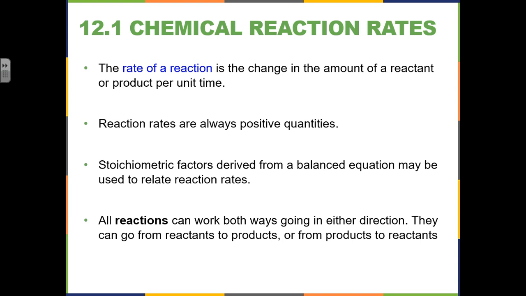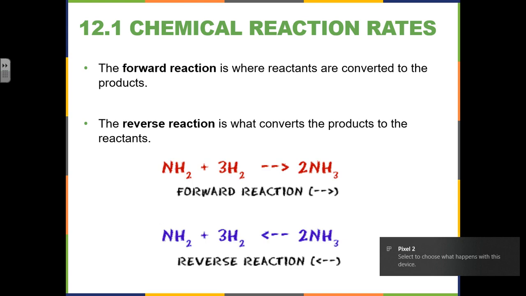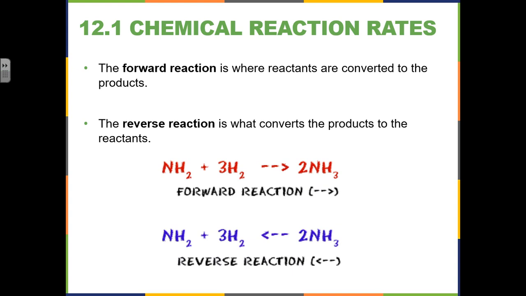Now, all reactions can work both ways, going in either direction. And they can go from reactants to products or products to reactants. And that's true for rate because there is a forward and a reverse reaction rate. Speaking of which, let's go ahead and define that. Your forward reaction is where your reactants are converted to your product. And then your reverse reaction is what converts the products to the reactants. Now, the cool thing about that is when you start thinking about reactions that can occur both in a forward and a reverse direction, it's almost like you need more than just one arrow to go in one direction. So keep that in mind as we proceed further and talk more about the reactions.